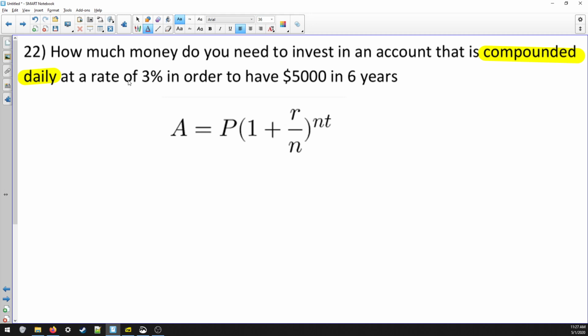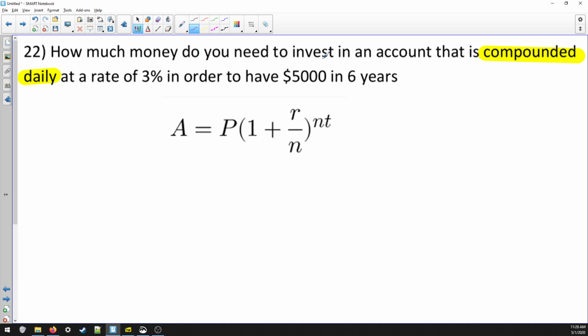So you can see that this one does say 3%. Okay, so we'll turn that to a decimal. N, which shows up twice in the formula, is the number of times that you compounded. So this word compounded daily is going to show up. And then T is the amount of time in years, right? For compound interest, it's always done in years, okay?